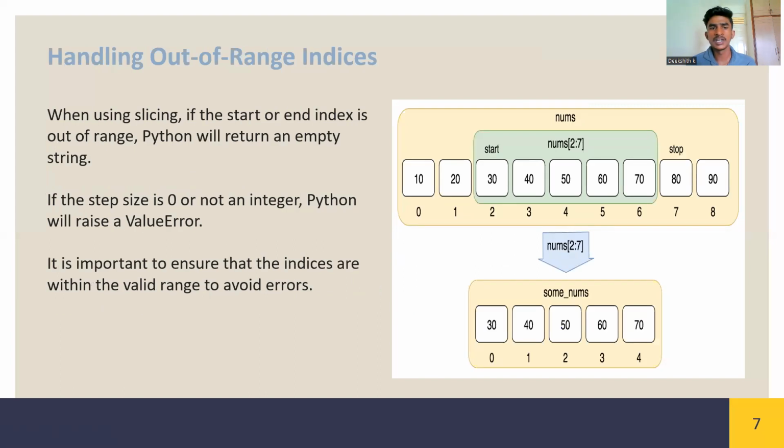Handling out of range indices. When using slicing, if a start or end index is out of range, Python will return an empty string. If the step size is 0 or not an integer, Python will raise a ValueError. It is important to ensure that the indices are within the valid range to avoid errors.